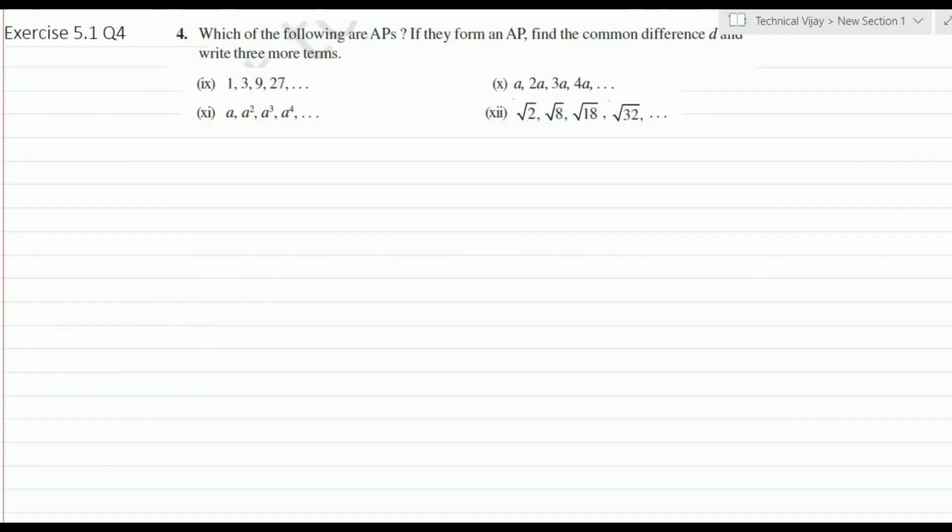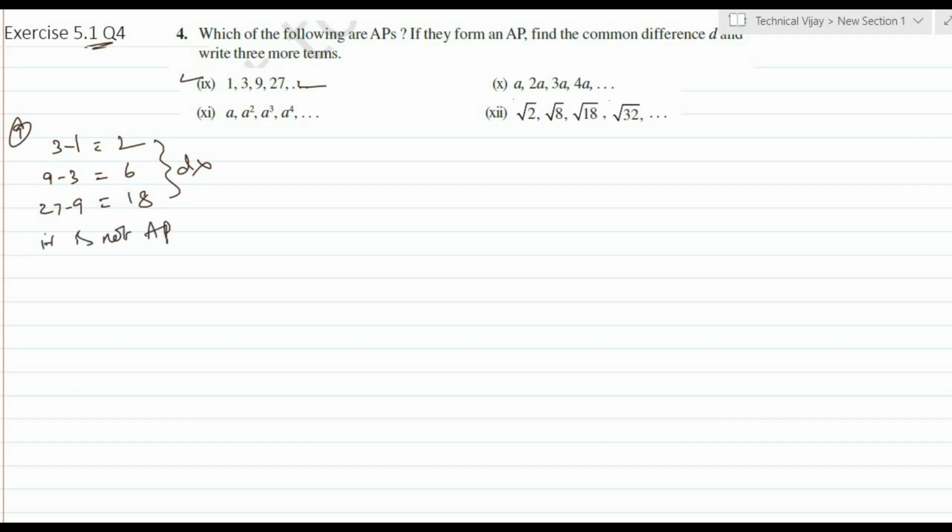So here, exercise 5.1, question number 4, ninth portion: 1, 3, 9 and 27. So 3 minus 1 is equal to 2. 9 minus 3 is equal to 6. 27 minus 9 is equal to 18. So here the D is not the same, so it is not AP. Okay, so next, the 10th one.